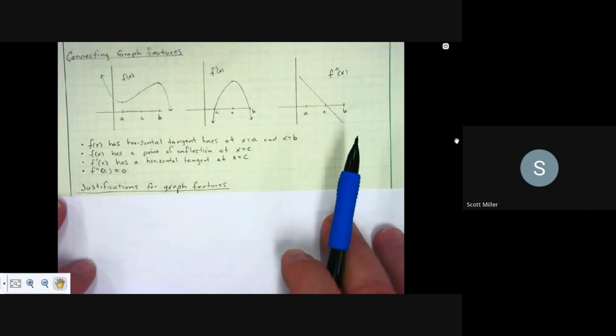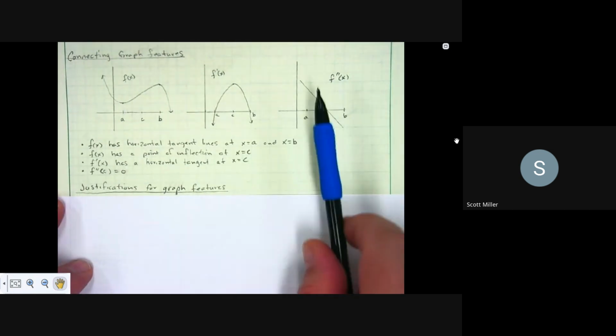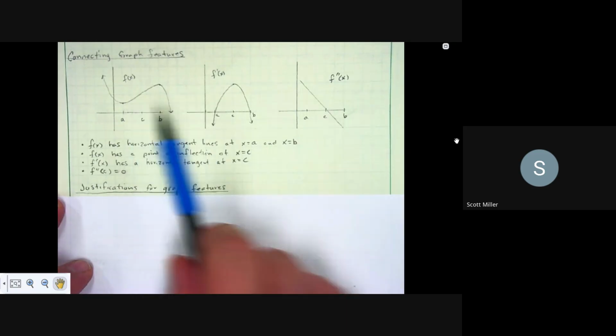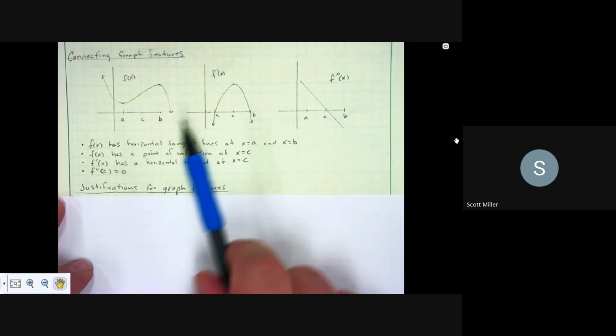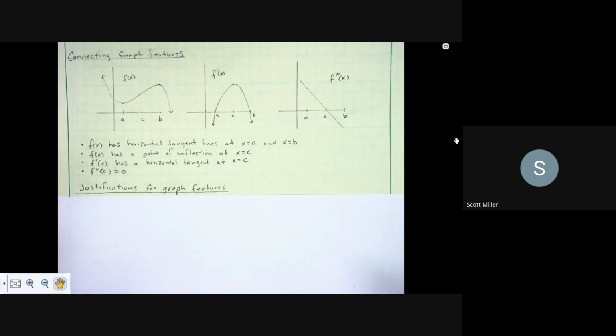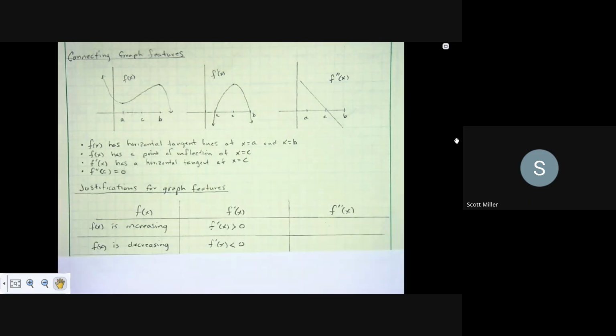Justifications for graph features. You want to know this because you may have this picture and you want to talk about this function, or you have this picture and you want to talk about this one, or vice versa. So we need to learn how to do our justifications. So here is a chart for you guys. F of x is increasing, means the first derivative is greater than zero. Decreasing, the first derivative is less than zero.